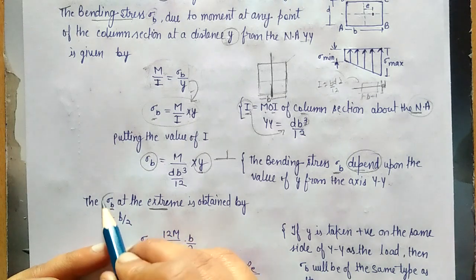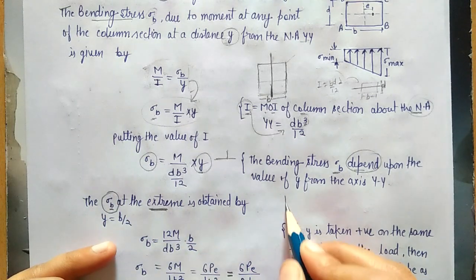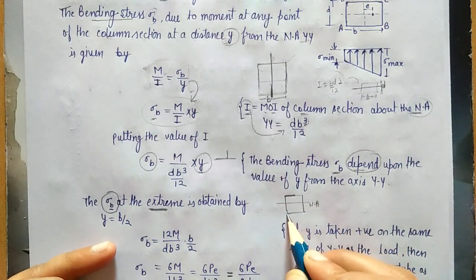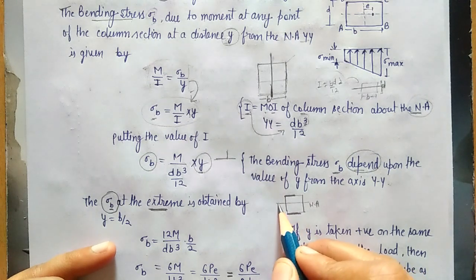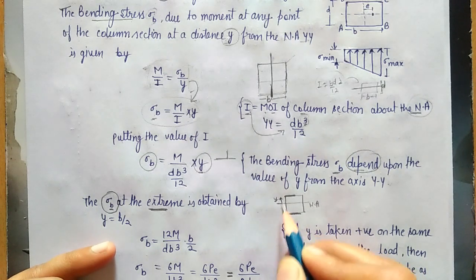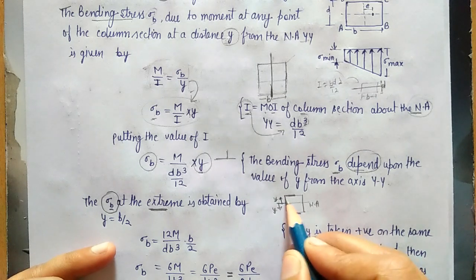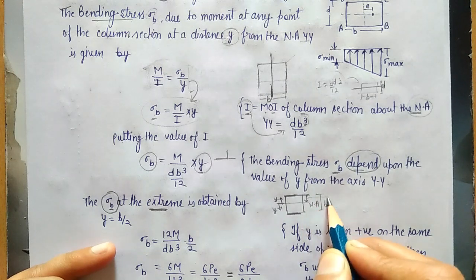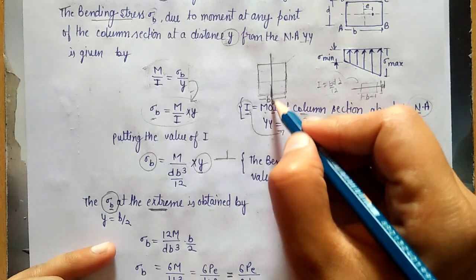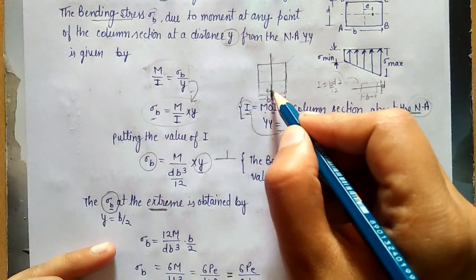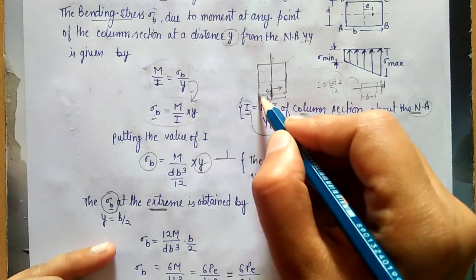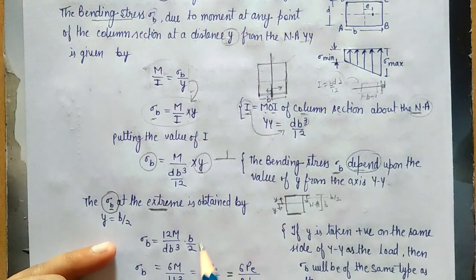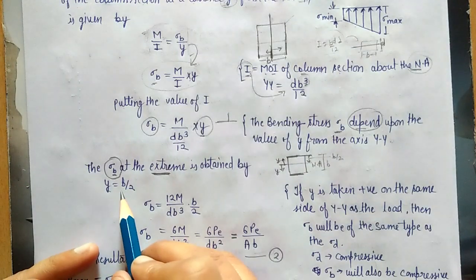For the extreme fibers, if we want to find the bending stress at the extreme fibers, what do we mean by extreme fibers? If this is the neutral axis, then this fiber and this fiber represent the extreme fibers. Y is the distance from the neutral axis, above or below, right? So what is the value of y at this position? If the whole width is b, this value is b by 2, along this direction and along this direction. So the value of y is equal to b by 2.